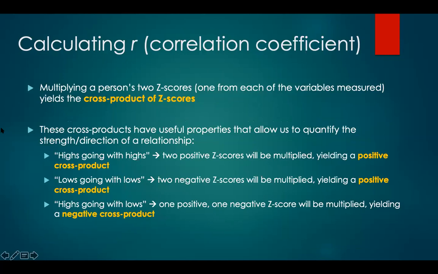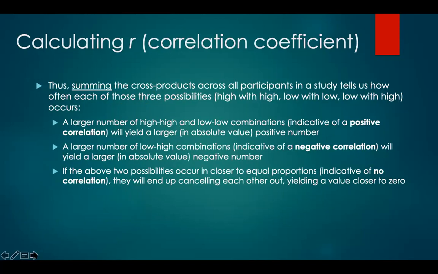So multiplying a person's two z-scores, one from each of the variables measured, yields the cross product of z-scores. These cross products have useful properties that allow us to quantify the strength and direction of a relationship. Highs going with highs: two positive z-scores will be multiplied, yielding a positive cross product. Lows going with lows: two negative z-scores will be multiplied, yielding a positive cross product. And highs going with lows: one positive and one negative z-score will be multiplied, yielding a negative cross product.